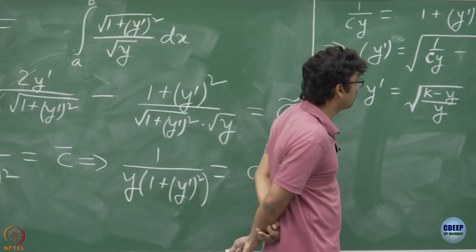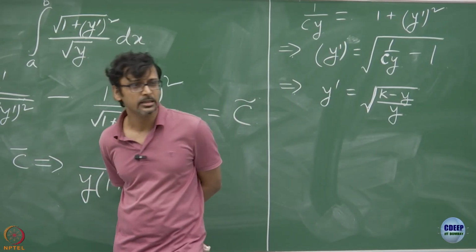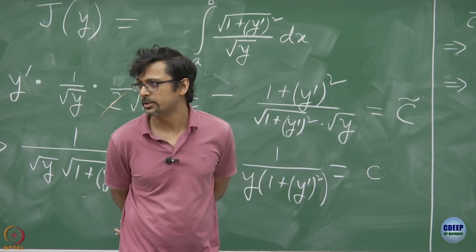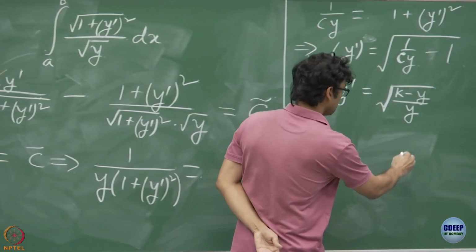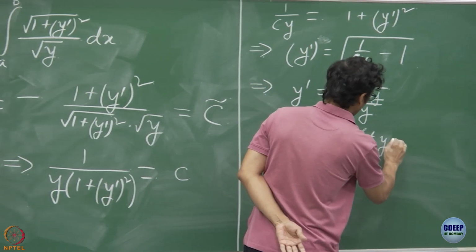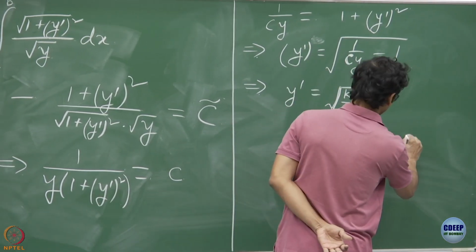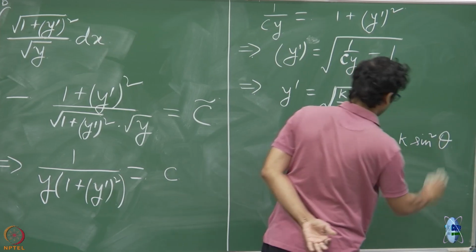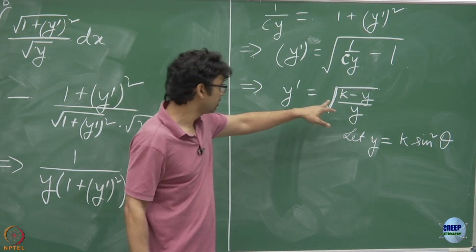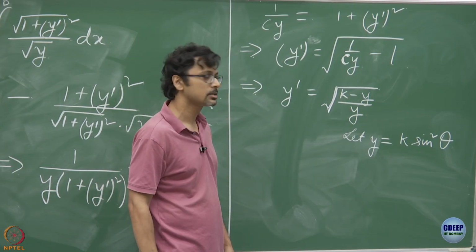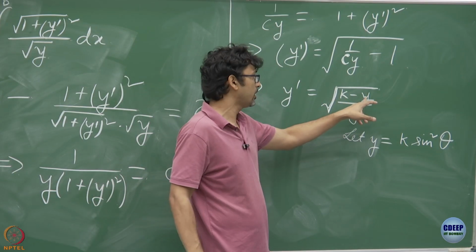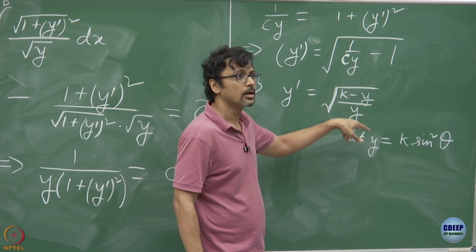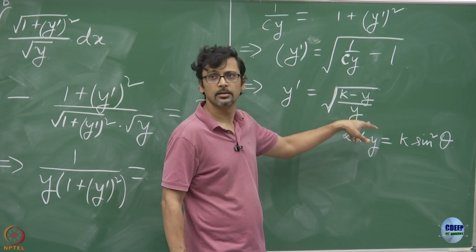So what should we put now? Y is equal to K sine squared theta, perhaps? Would that help? Surely worth a try. Let y is equal to K sine squared theta. At least the right hand side would perhaps look a little nice, because K minus K sine squared theta would be K cos squared theta by K sine squared theta. So basically cot theta on the right hand side, cos theta over sine theta.